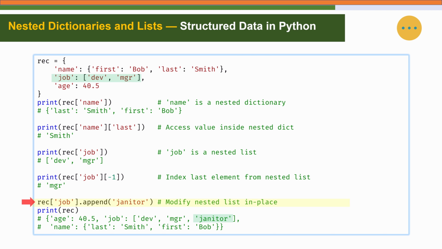After running rec['job'].append('janitor'), the updated record now includes a third job role, showing that nested mutable structures can be modified in place without recreating the whole. So this is a key difference between lists and dictionaries, which are mutable, and strings and tuples, which are immutable. The nested model gives us both flexibility and structure that is perfect for representing hierarchical data like employee records, product catalogs, or JSON from an API.